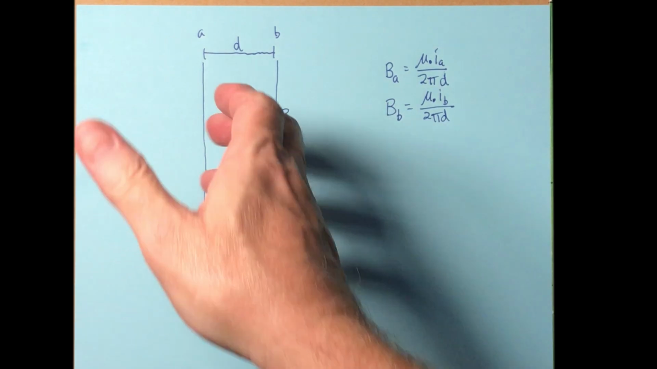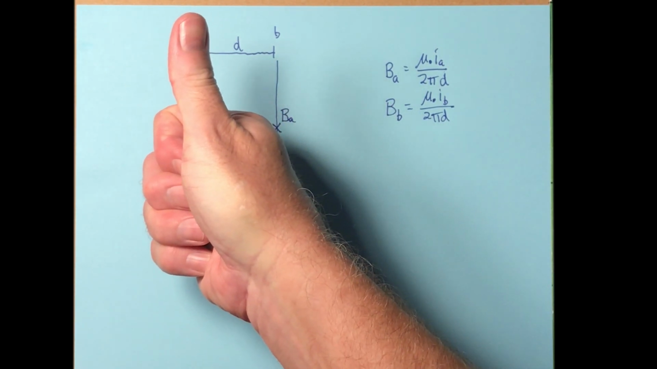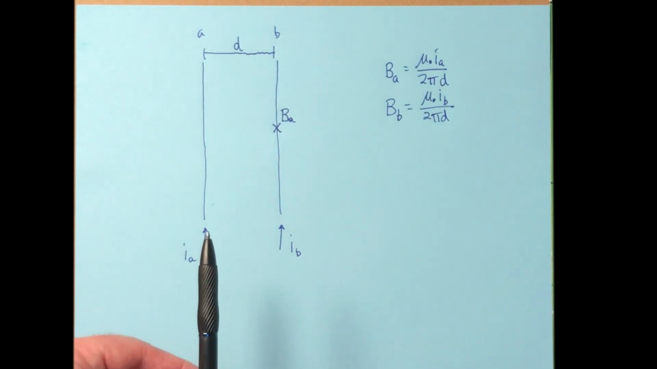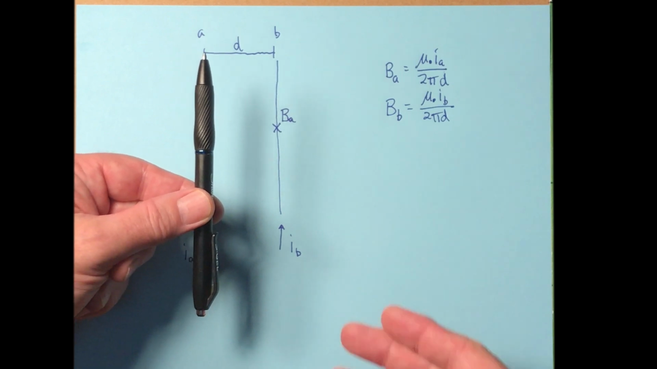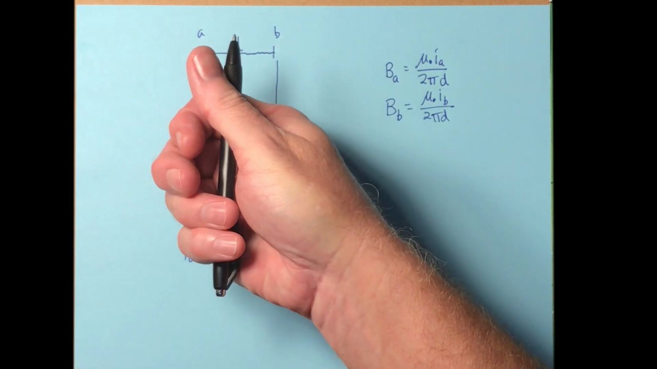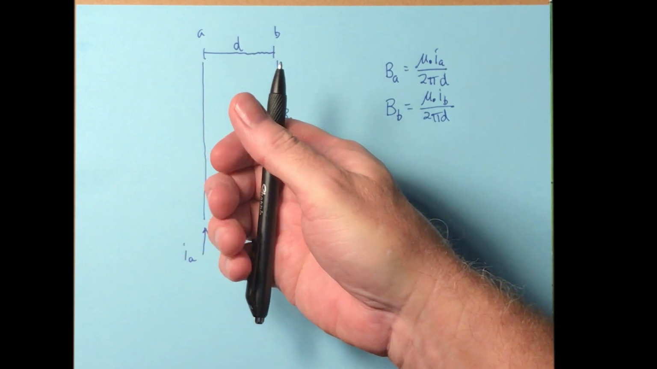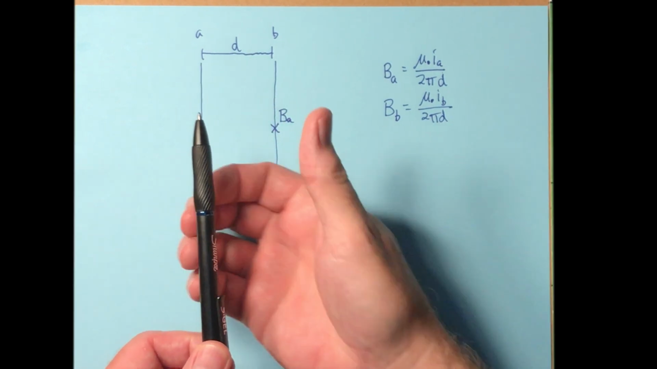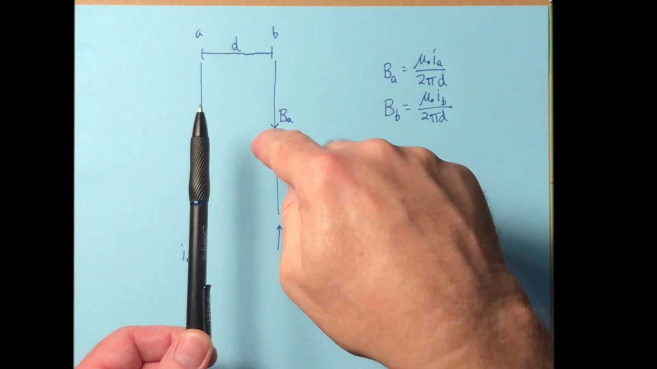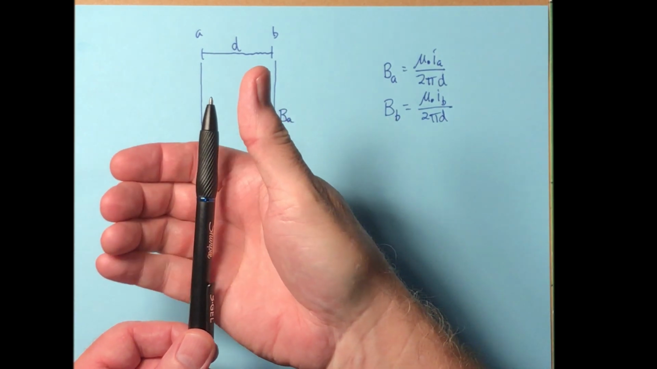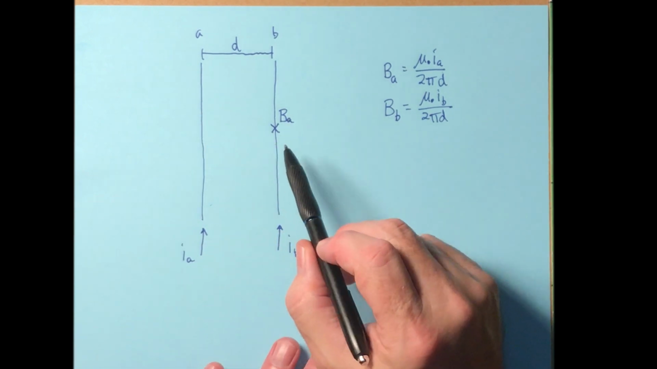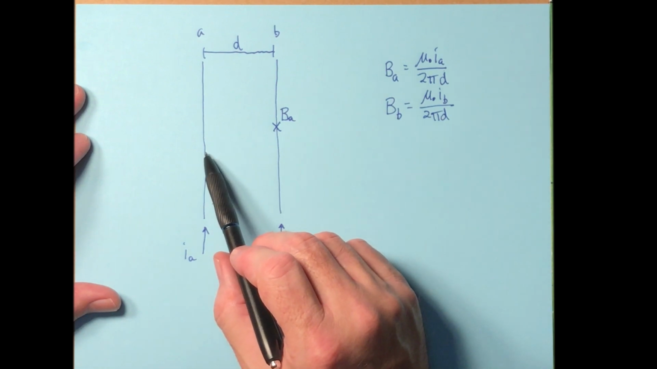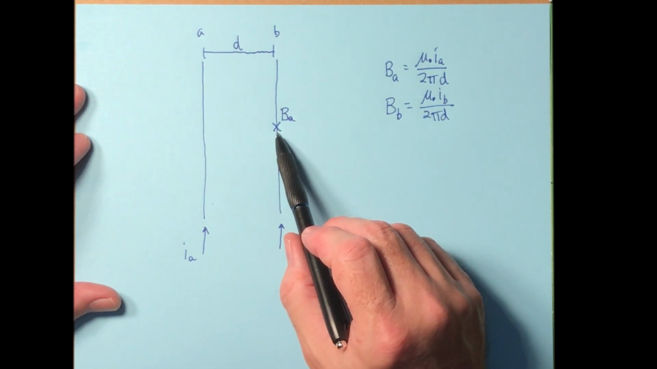How do I know that? Grab the wire, put your thumb in the direction of the current, and your fingers naturally curl in the direction of the magnetic field. So if this represents the direction of the current, imagine you're grabbing the wire, and your fingers will naturally curl in the direction of the magnetic field, which means your fingers go around down on the right side and up on the left side. So over here, the direction of the magnetic field due to wire A is into the board.